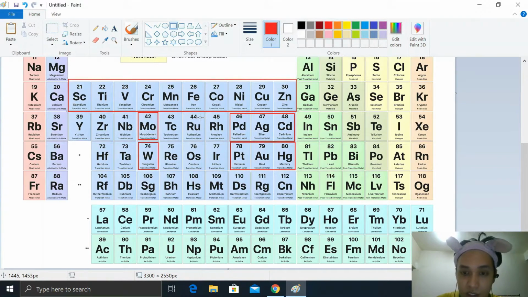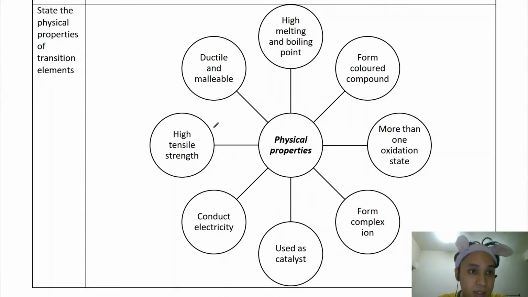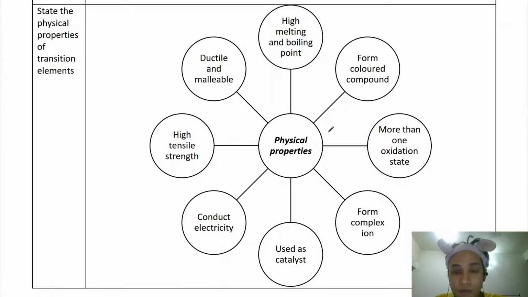So for transition elements, the only thing that you're going to learn here is actually the physical properties. For physical properties, there are a lot here, so I'm going to tell you which ones are the important ones for transition elements. They have four very special ones. This is the first one: they form colored compounds. They have more than one oxidation state. They form complex ions and are used as catalysts.